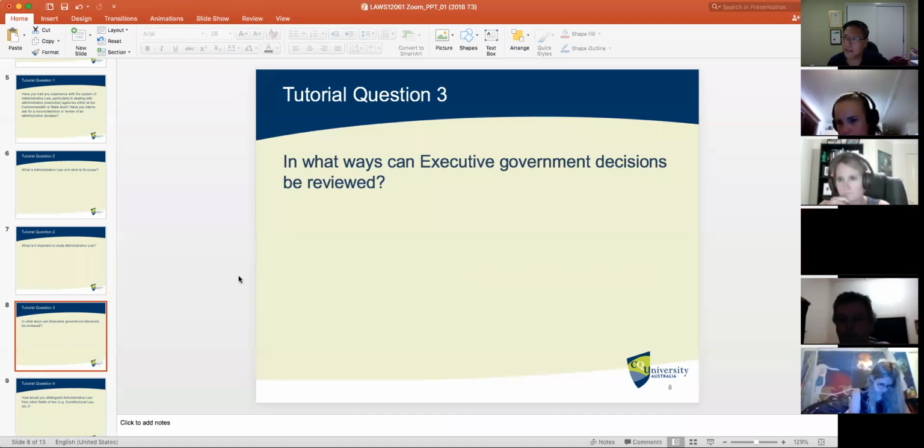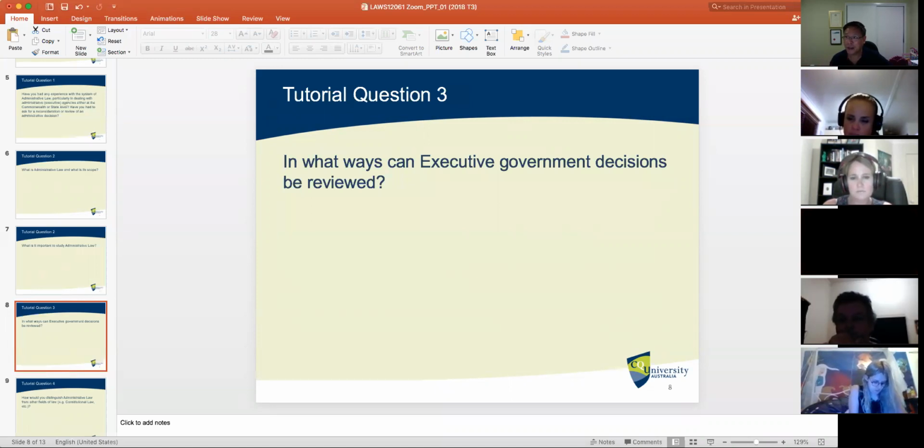From Kate, she says that one way by which you can also have a review of government decisions is actually through the ombudsman, and that is correct. Oftentimes, we realize that it might be better to just go to the ombudsman for the ombudsman to examine the decisions made by the executive.